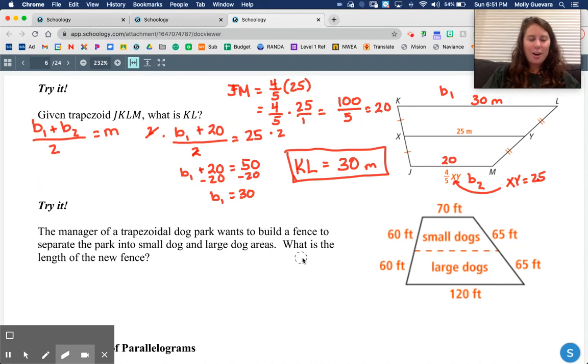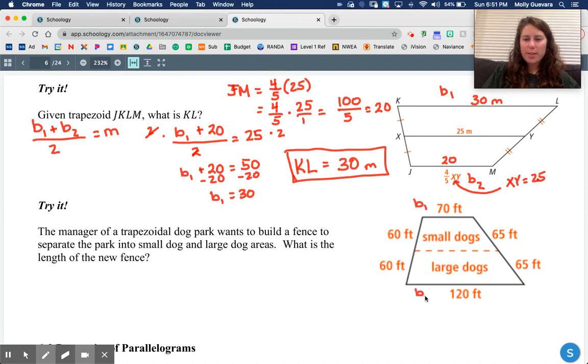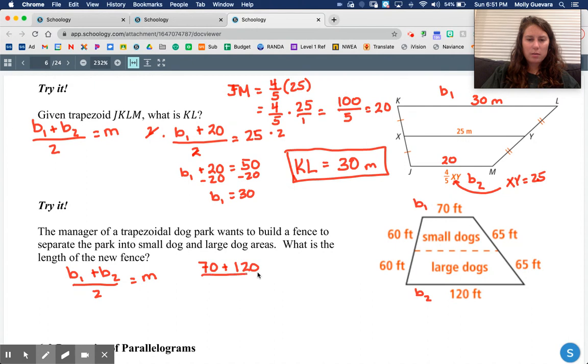All right, so hopefully we're feeling confident on this last problem here. Again, you can label this if it helps you, B1 and B2, right? Those are your bases. Remember, your bases are always the 2 sides that are parallel to each other. Okay, so I'm going to take my formula, B1 plus B2 divided by 2 equals M. And I'm going to solve. So in this case, B1 is 70 plus B2 is 120 divided by 2. And I'm just going to simplify.